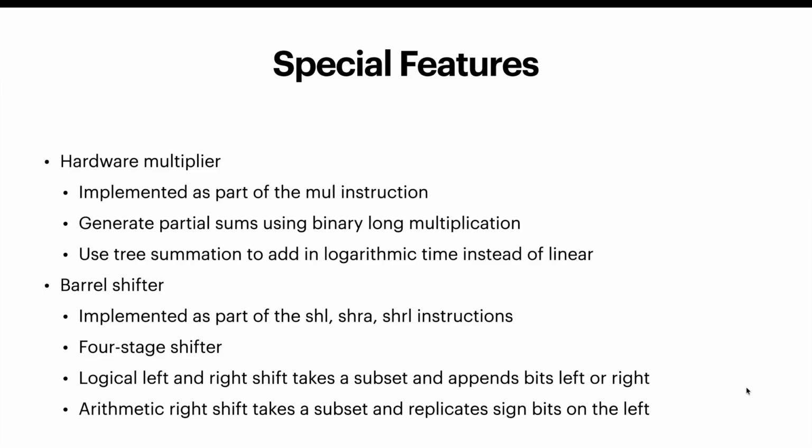Special features for this project are a hardware multiplier and barrel shifter. The hardware multiplier is implemented by a tree of partial sums with binary multiplication. Once the partial sums are generated, they're added using an 8, 4, 2, and 1 tree to generate the final value. Barrel shifters are done by taking a subset of bits from the left or right and appending zeros or replicating the sign bits for arithmetic right shift.